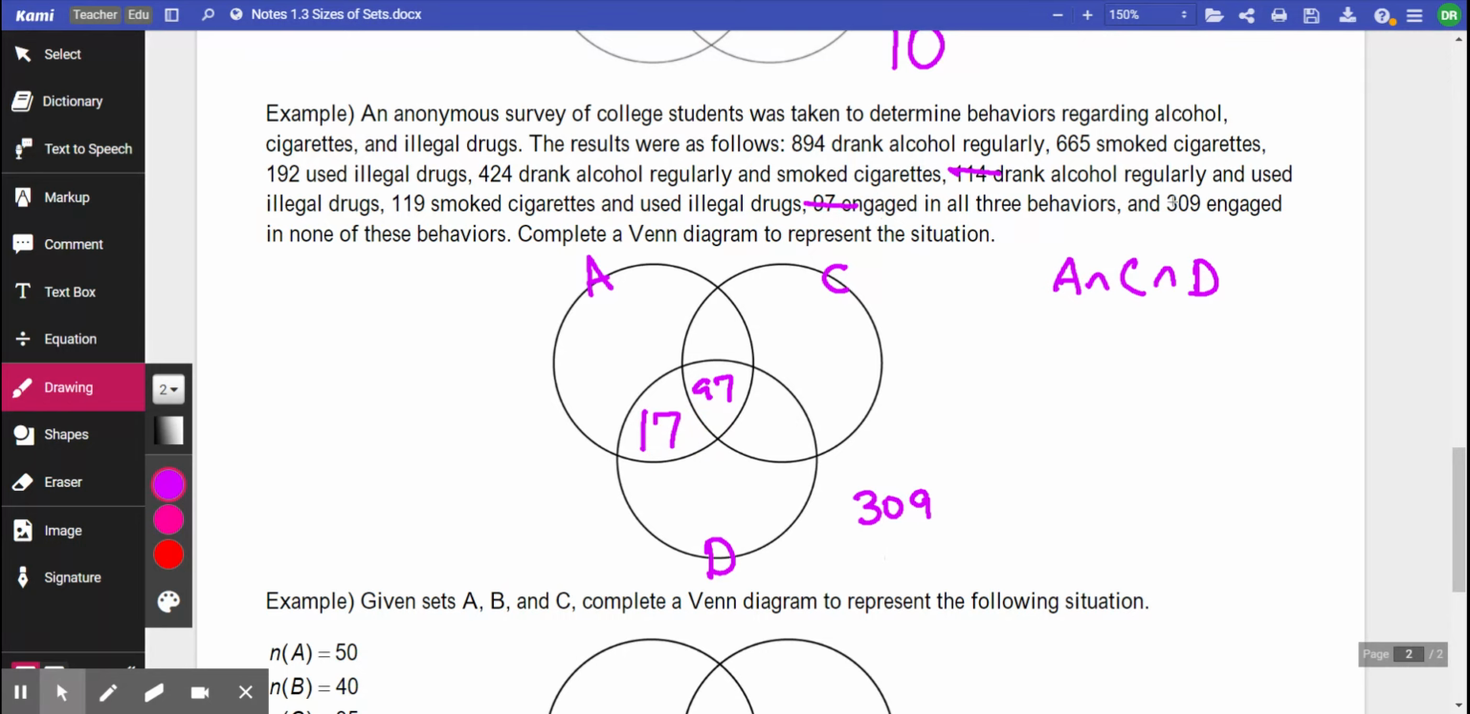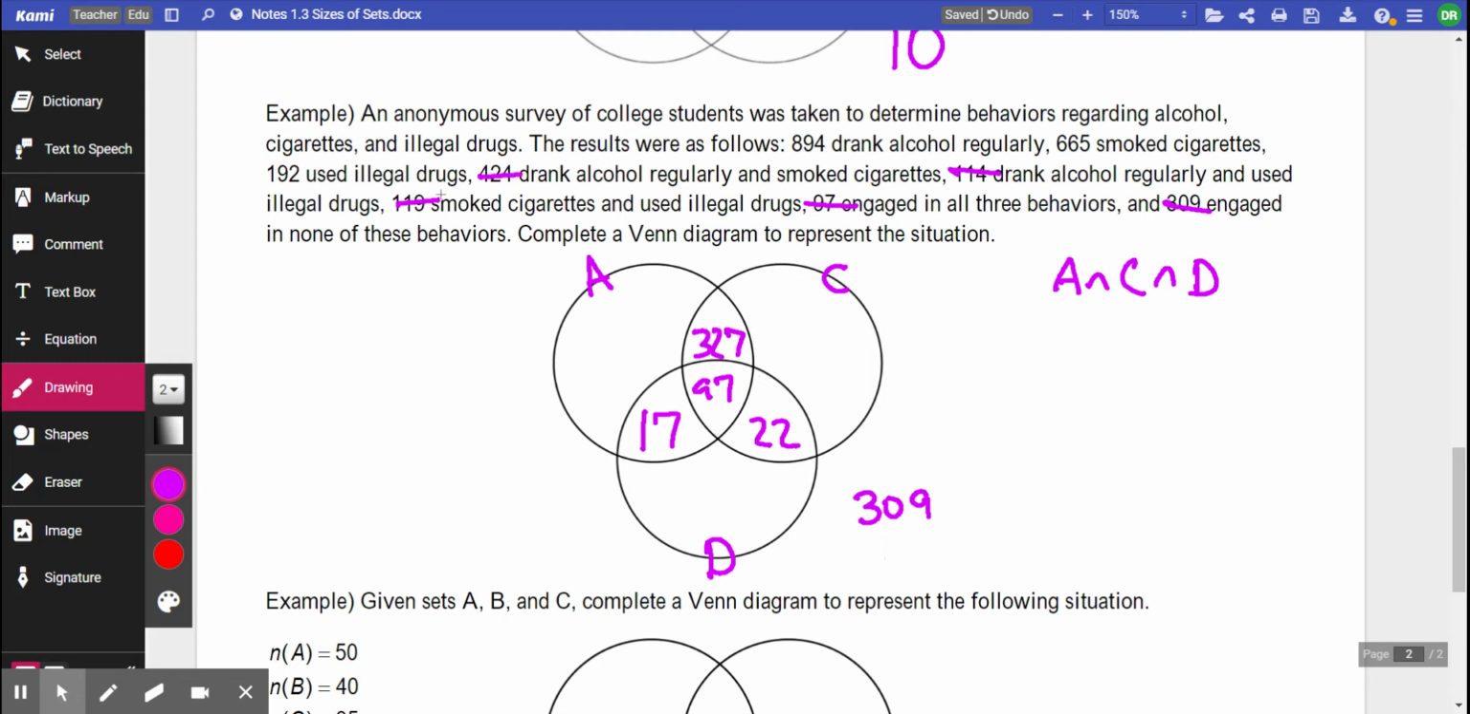It might be helpful to cross out some of these numbers. 119 smoked cigarettes and used illegal drugs. So cigarettes, illegal drugs, these two should make 119. So we already know this is 97, so 119 minus 97 would give us the 22 right here. 424 drank alcohol and smoked cigarettes. So these need to add up to 424, but we already placed 97, so 424 minus 97 would give us 327.